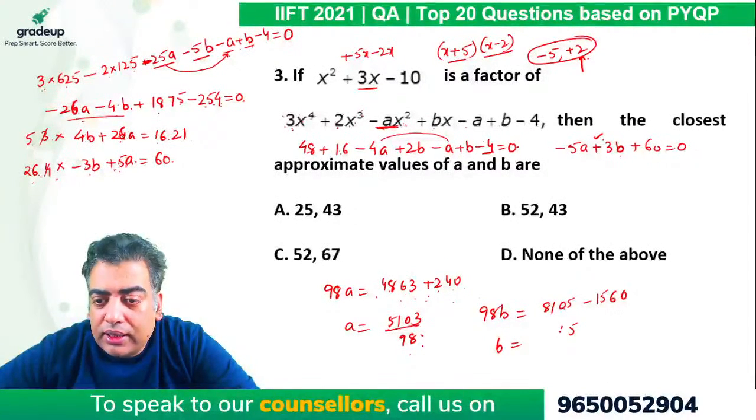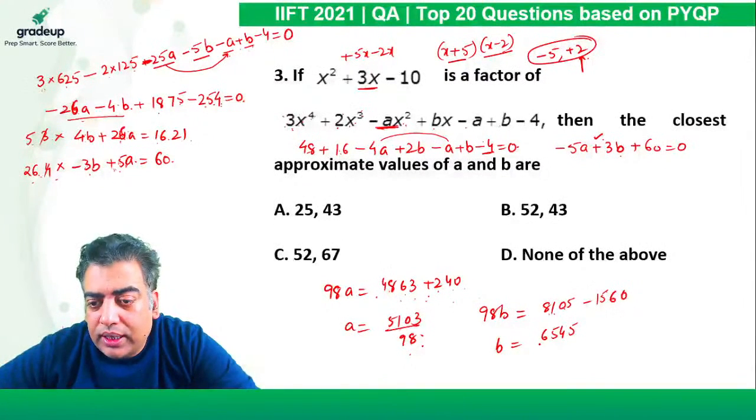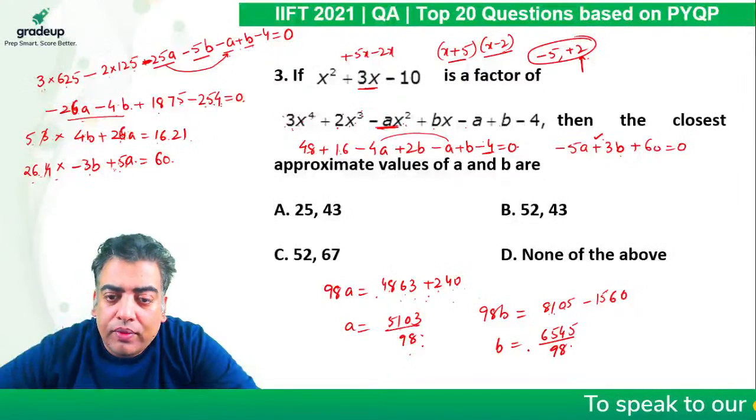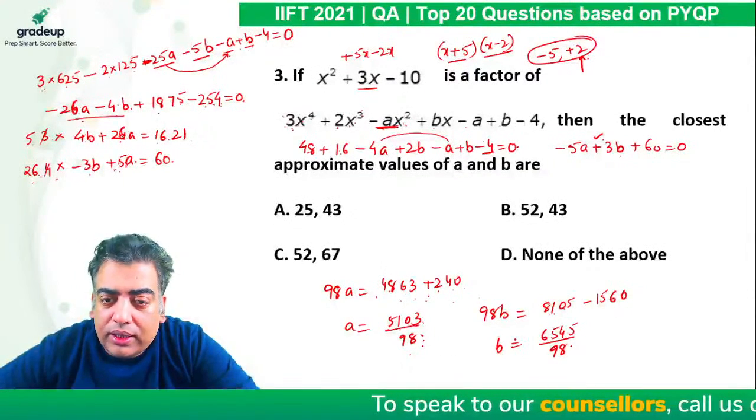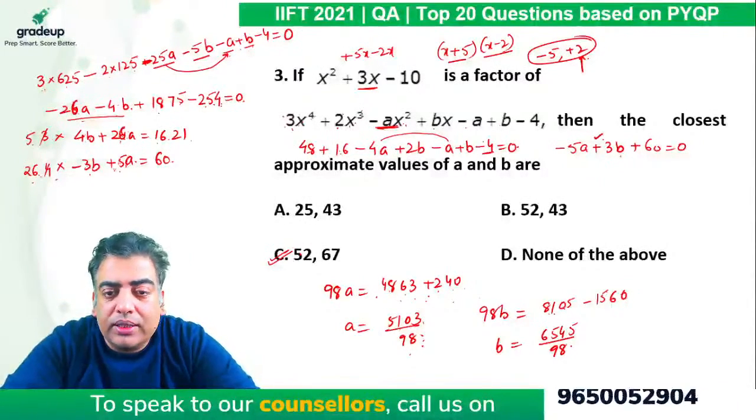10 minus 6 is 4. 10 minus 5 is 5. And here it will be 7 minus 1, which is 6 upon 98. So the closest values here come out to be in option C, which is 52, 67.